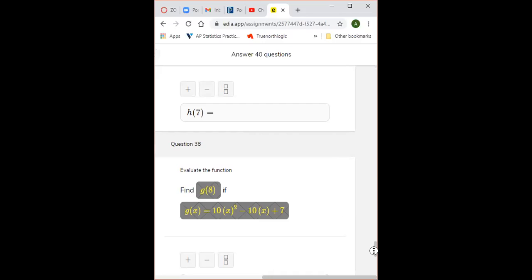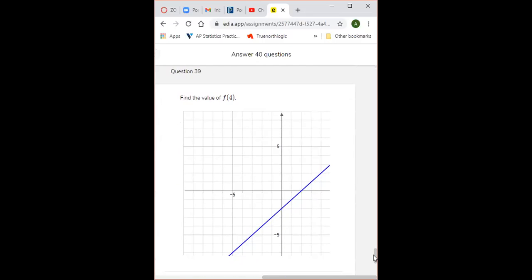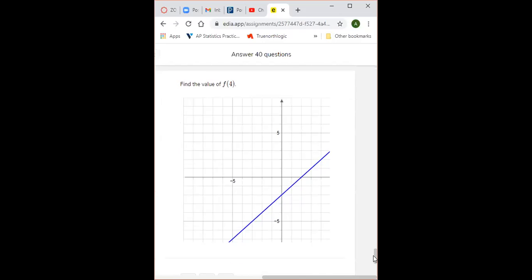And then 2 more. Sorry, y'all. 2 more. If it's a graph, we talked about this on Friday. Zoomers, if you can see my mouse, I hope that you can. We look for 4 on the graph. So we're counting 1, 2, 3, 4 over. And we go up to where it crosses the graph. And it's right there at 2 on the y-axis.